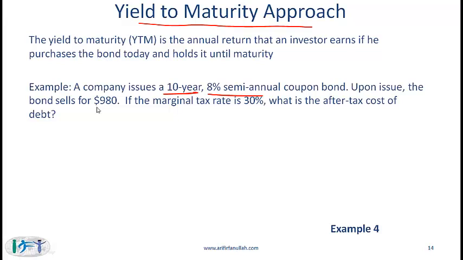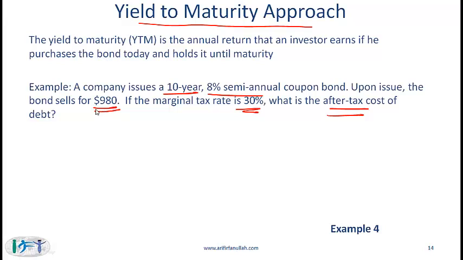Upon issue, the bond sells for $980. If the marginal tax rate is 30%, what is the after-tax cost of debt? We are looking at this from a company perspective. The way you solve this problem is first calculate the before-tax cost of debt, and we do this using our calculator.